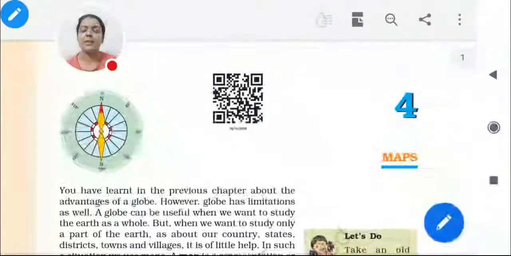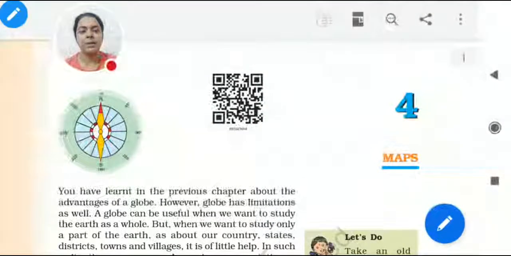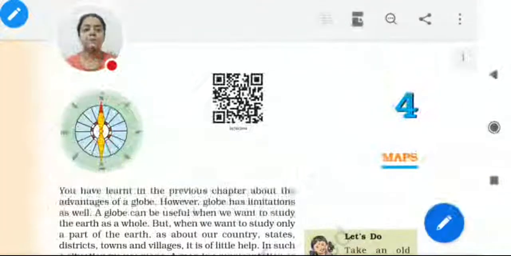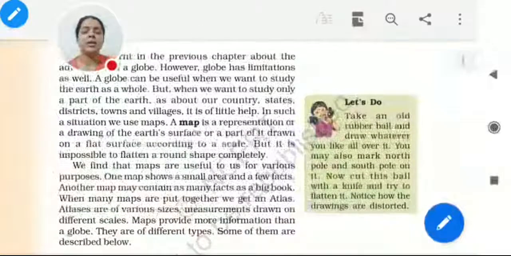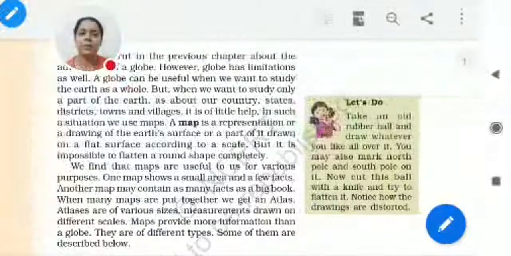So finally, when we talk about maps, it is basically about the uses of a map. In chapter 1 and chapter 2 you learned about the globe, but a map is something new for you. The first and second paragraphs talk about the use of a map and the use of a globe, and after that, which one is better. So we are going to talk about a number of things here.